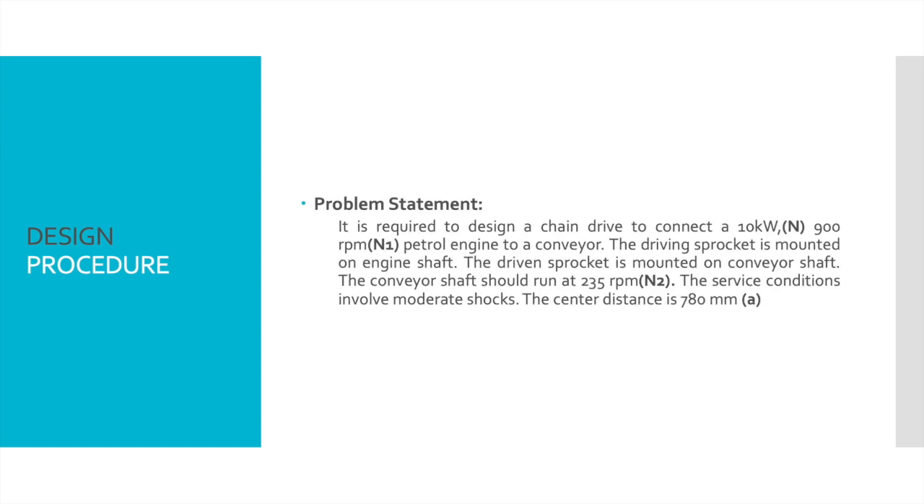Let us now see the design procedure and how it is used to solve a problem. The problem statement says that it is required to design a chain drive to connect a 10 kilowatt, 900 rpm petrol engine to a conveyor. The driving sprocket is mounted on the engine shaft. The driven sprocket is mounted on the conveyor shaft. The conveyor shaft should run at 235 rpm. The service conditions involve moderate shocks. The center distance is 780 mm.